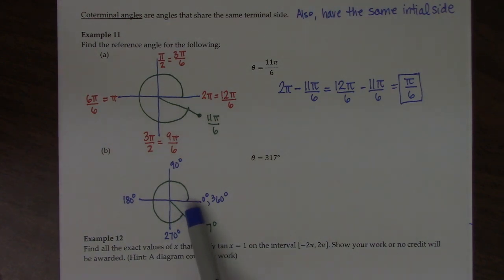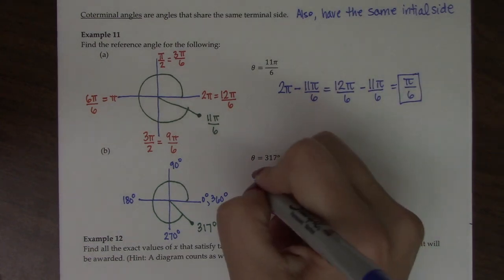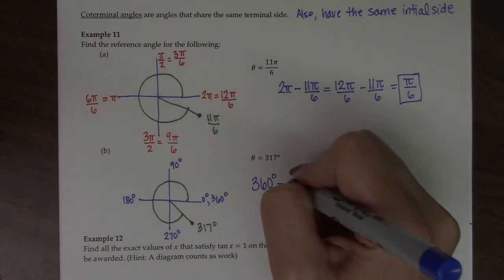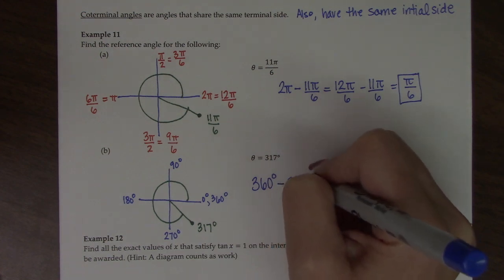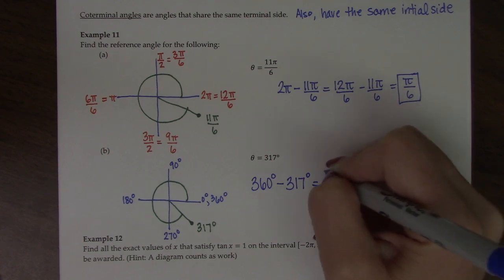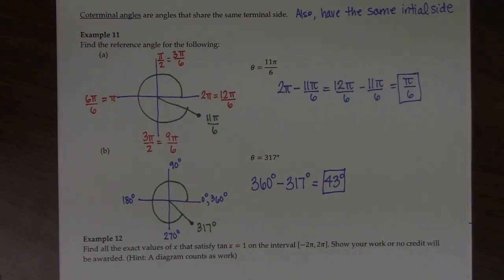So this is the reference angle. It's between the terminal side and the x-axis in that quadrant. To calculate this, I go 360 degrees, subtract off the 317, and 43 degrees is what the sliver left over is.